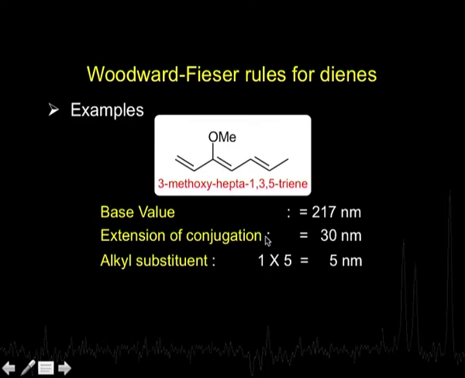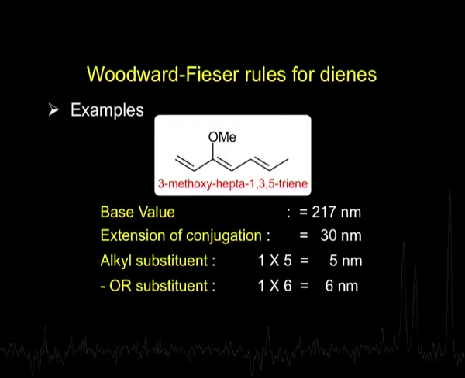And if you look at the tables as I showed you earlier, the O-methyl, that is O-alkyl group, gives a contribution of about 6 nanometers there. So, that adds to give me a value of about 258 nanometers for this particular system there. Let us move further and take some more examples here.